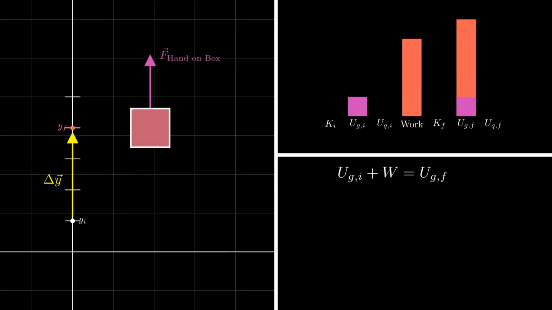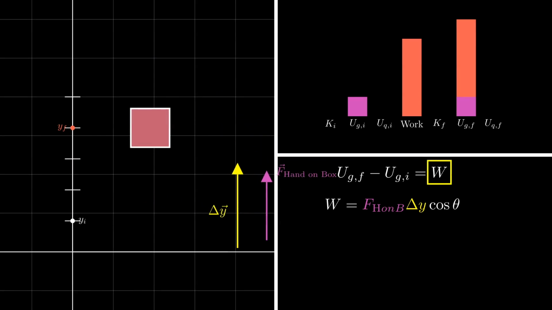We can build an equation from this bar chart that represents this event mathematically, with the work done on the box being added to our initial gravitational potential energy, totaling to the final gravitational potential energy we see on the right. We can rearrange this work energy equation so that the change in our gravitational potential energy is equal to the work done by the person lifting the box, with work being the scalar product of the force exerted on the object and the object's vertical displacement.